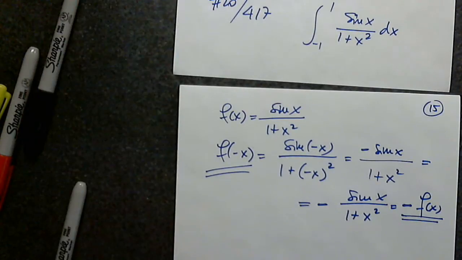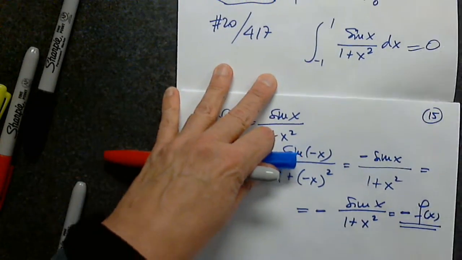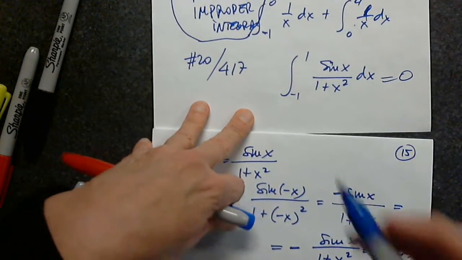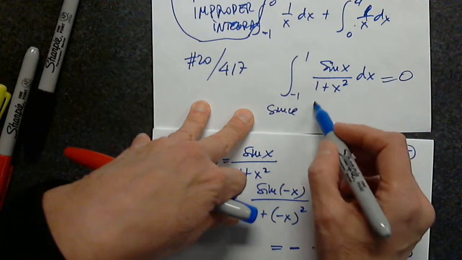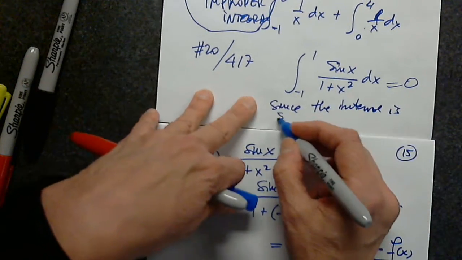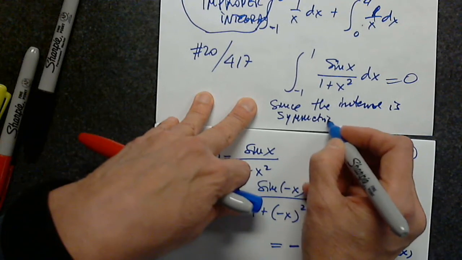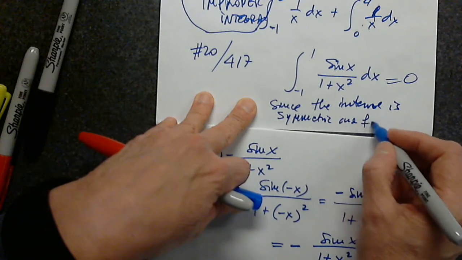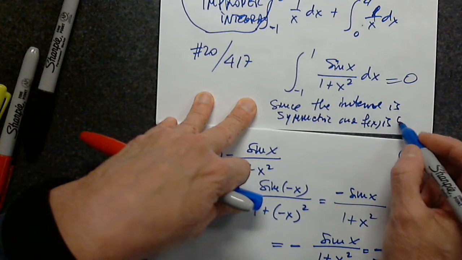And this is absolutely typical. When f of negative x equals the opposite of f of x, let's take a look. It's going to be 0. But I have to write two things. Since the interval is symmetric and f of x is odd.